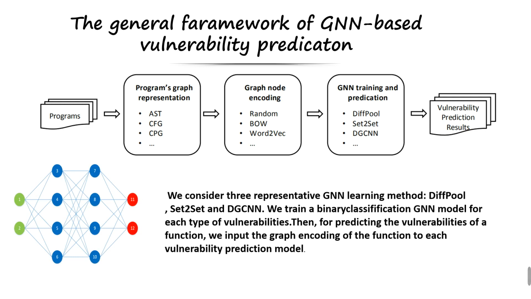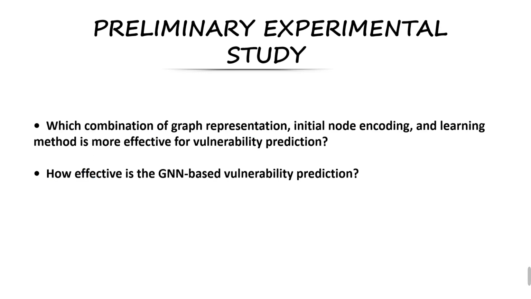Our framework only predicts whether a function has any vulnerabilities, which is a classification problem. We consider 3 representative GNN learning methods: diffpool, set-to-set, and DGCNN. We train a binary classification GNN model for each type of vulnerabilities. Then, for predicting the vulnerabilities of a function, we input the graph encoding of the function to each vulnerability prediction model. Our framework is general and can be instantiated with different graph representations, initial node encodings, and learning methods.